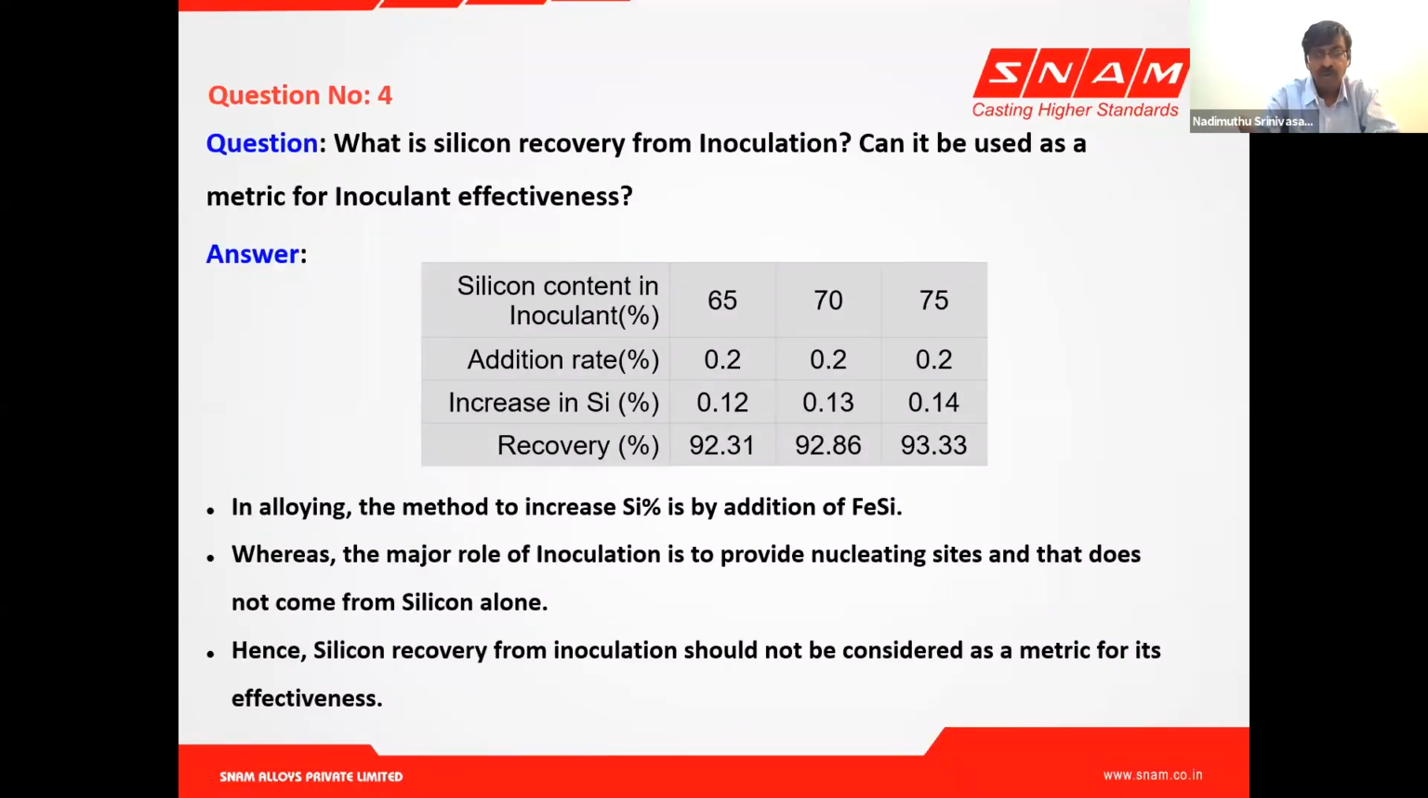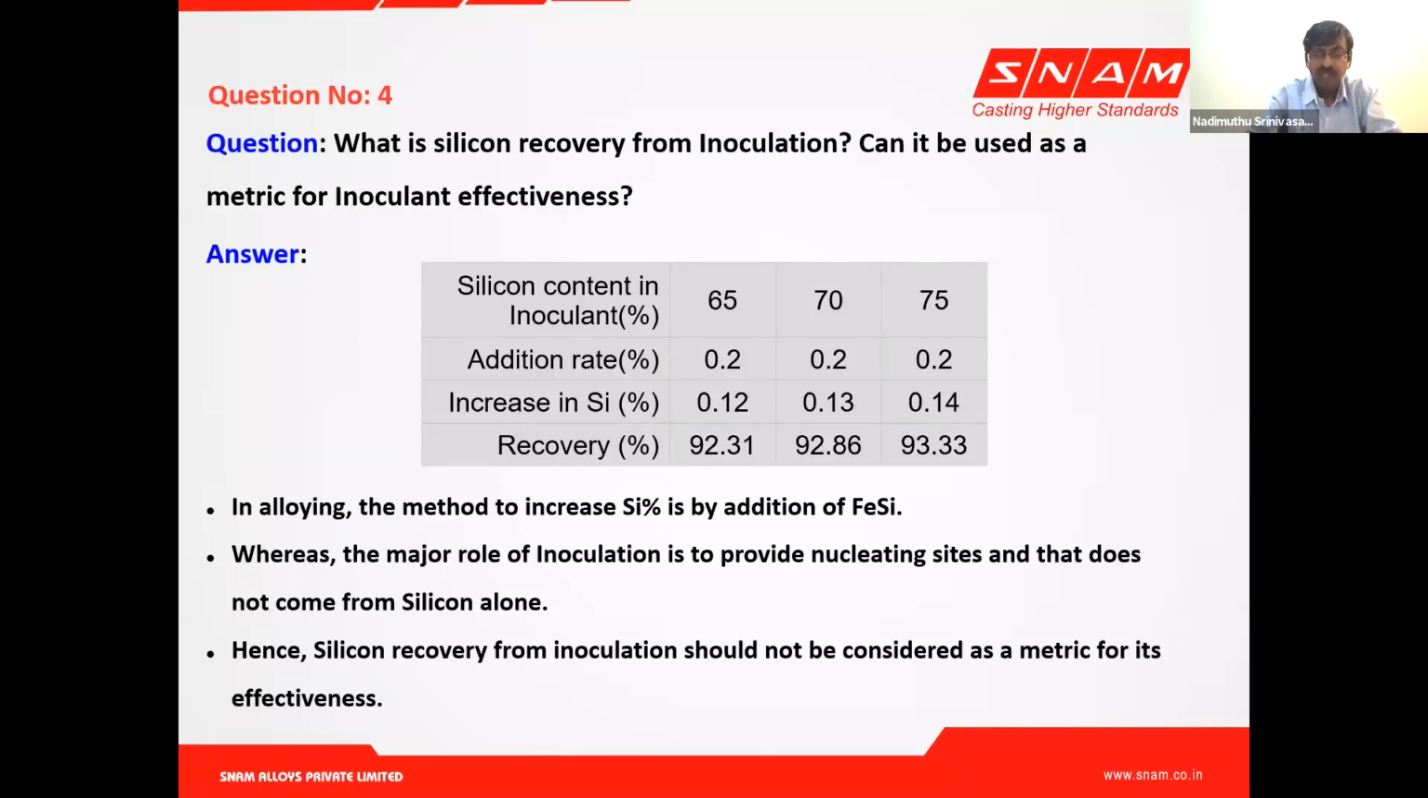So if you were to look at the first case, 0.2 into 65% should be 0.13. You have got 0.12, which means the recovery of silicon from your inoculant is 92%. So I have presented it for each case. Now, in alloying, the method to increase silicon is by addition of ferrosilicon. You should not look at increasing your silicon from the inoculant and use that as an effectiveness measure for the inoculant.